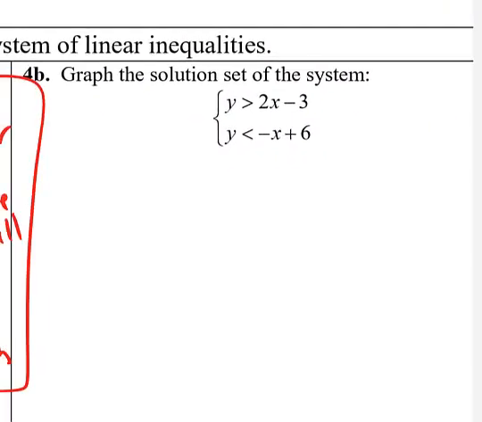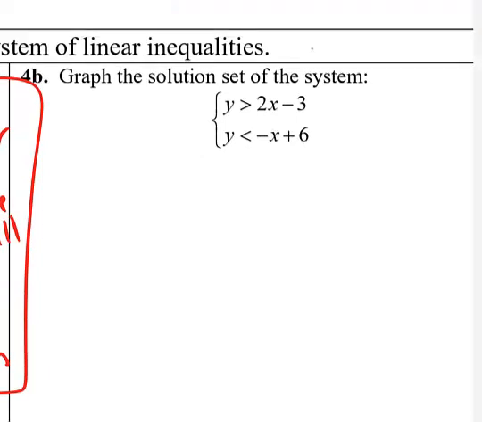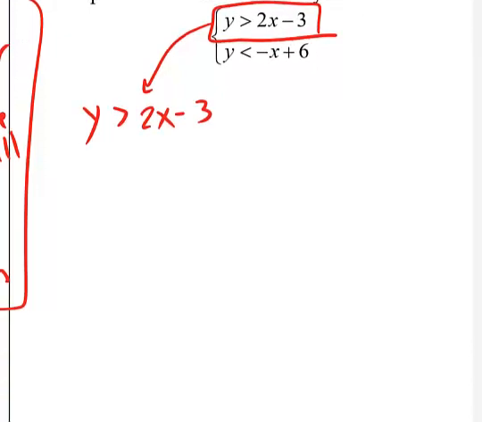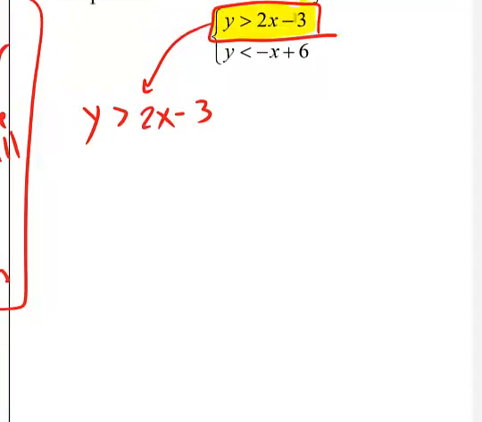All right, let's try that one more time on this other problem here. Like we saw before, I'm going to grab one of them. Just start with the first one. Let's see, y greater than 2x minus 3. And that one's actually good because y is already isolated. So I think I can just go ahead and graph that.